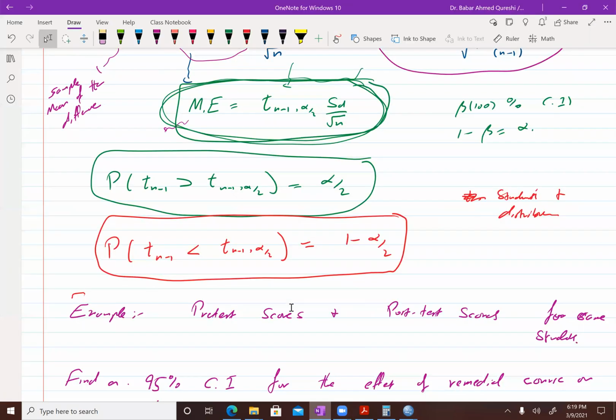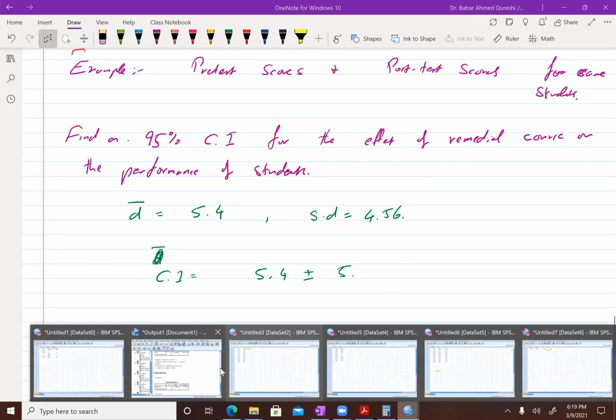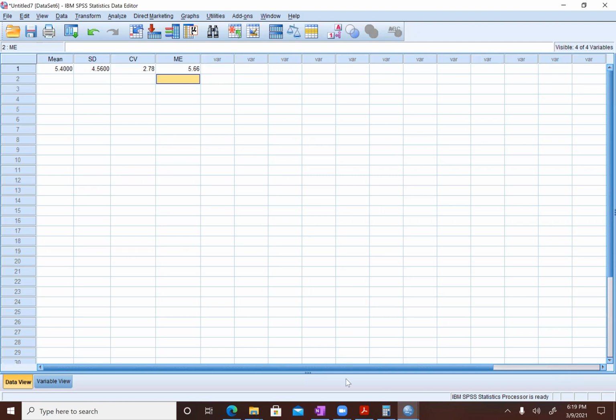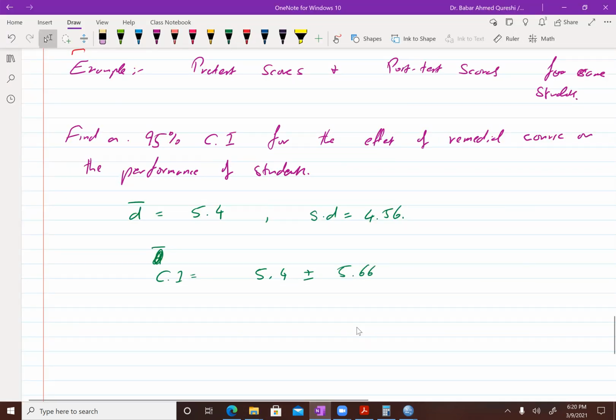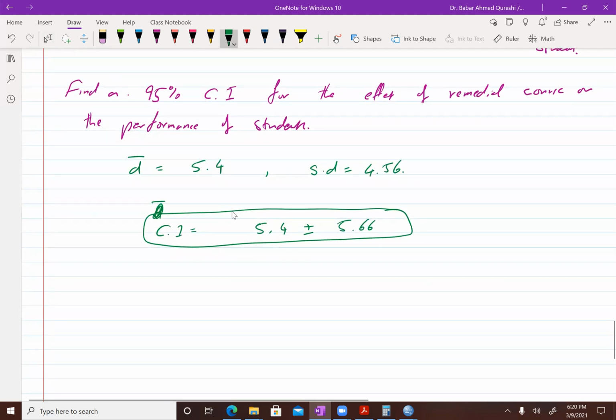And my mean was 5.4. So my confidence interval, what was it? 5.66. So although my sample gives me an impression that there's an improvement, at 95% you cannot say it at that level, because at the 95% level, the interval turns out to be 5.4 minus 5.66 to 5.4 plus 5.66.